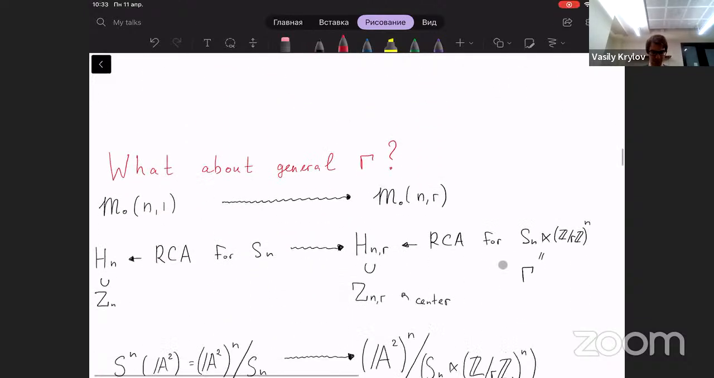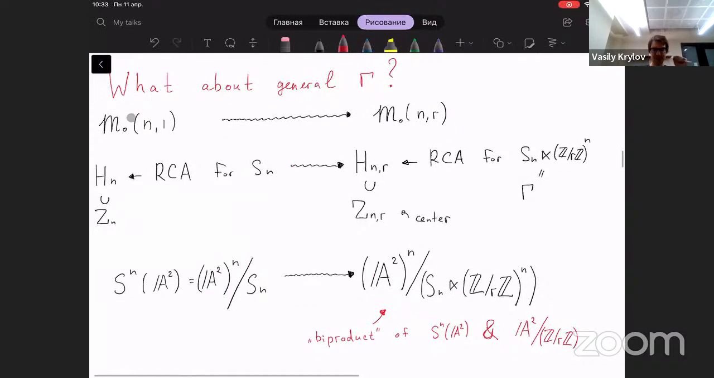Okay, great. So, what about the general R? For R equal to 1, we had our M0 N1. We had this rational Cherednik algebra for Sn, and we had Sn of A2, which is this quotient, and this was the same as this. In general, this M0 N R1 becomes M0 N R. There is also a candidate for the rational Cherednik algebra depending on R.